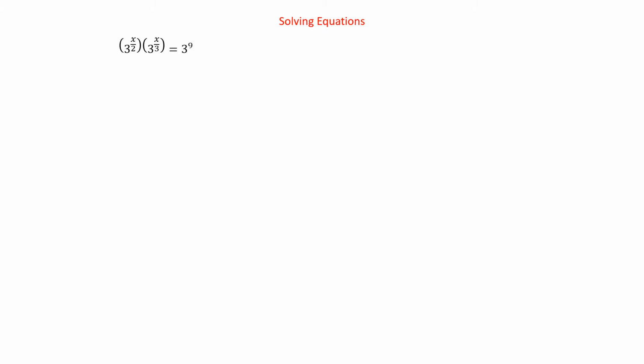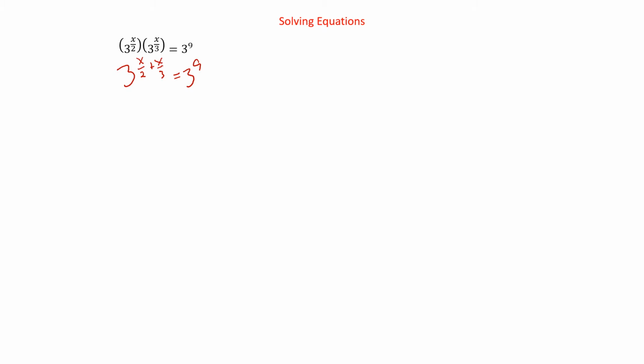The first thing we want to do is combine our 3 to the x over 2 and 3 to the x over 3. They have the same base. We're multiplying. When we multiply, we add exponents. So this will be 3 to the x over 2 plus x over 3 equals 3 to the 9th. Don't lose that equal sign. You have an equation. You should always have that equal sign there.